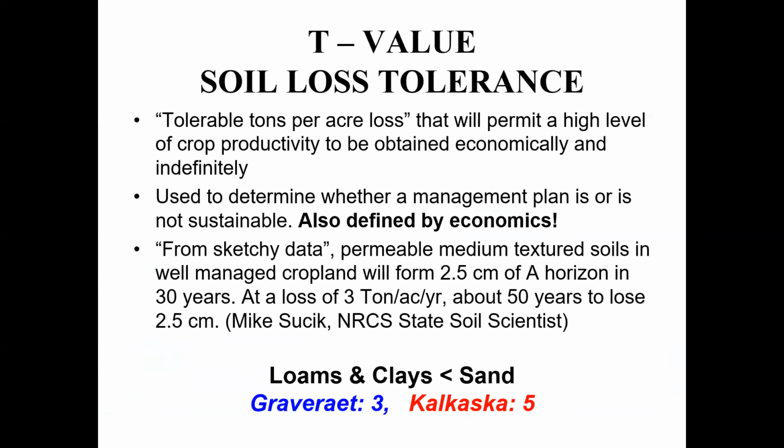There's one more statistic that's available to you, and that's the tolerance value. And this is provided in the county soil surveys as well. So there's a different T value for every soil series. This is a statistic that was developed in the late 1940s, kind of informed by what was going on with the Dust Bowl. And what this is trying to predict is a tolerable amount of loss that could happen for a given soil horizon.